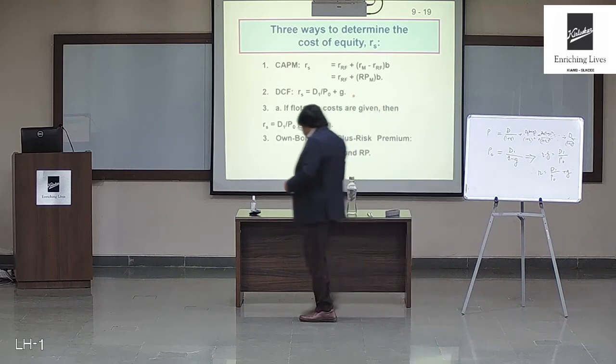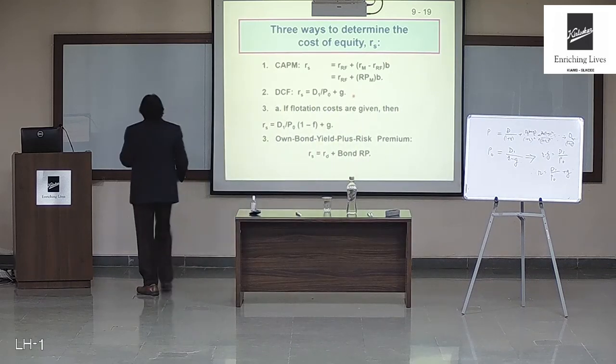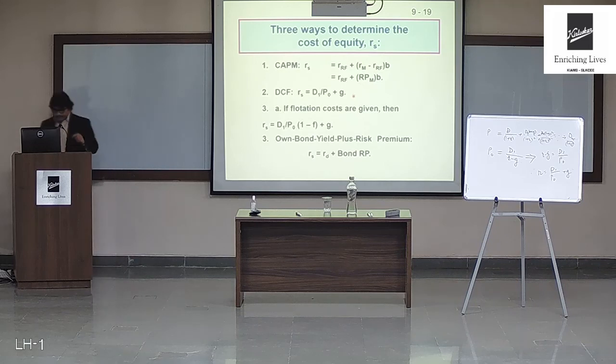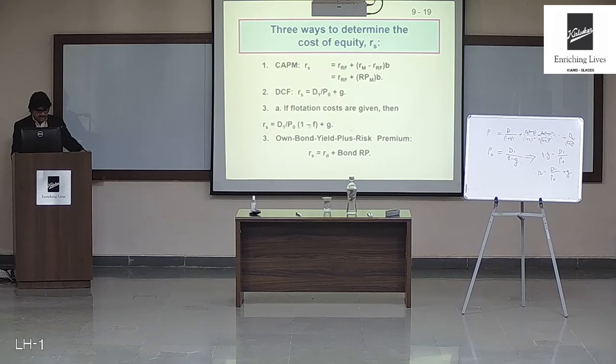So we have seen that the discounted cash flow method here is derived from the dividend discount model, and if the flotation costs are given, you can see that P0 is adjusted with the flotation cost. And the last method is own bond yield plus risk premium, which is the cost of debt of the company plus the bond risk premium. How much risk premium the bond is being paid will inform us about the company's performance, and that, if added to the cost of debt, should give you the cost of equity. That is the third method.